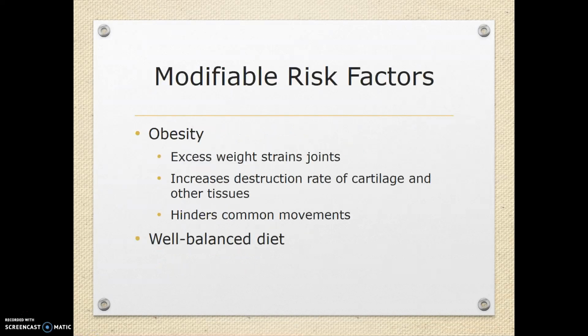Some modifiable risk factors, the biggest one being obesity. The excess weight does put strain on joints. It increases the destruction rate of the cartilage and other tissue, and when that cartilage is damaged, you have bone on bone, and that's very painful and does hinder mobility. A well-balanced diet and weight-bearing exercises are going to promote bone remodeling.